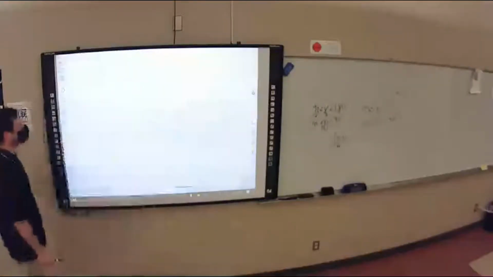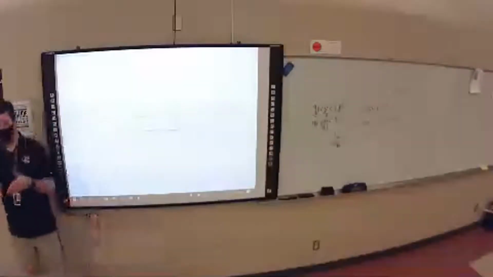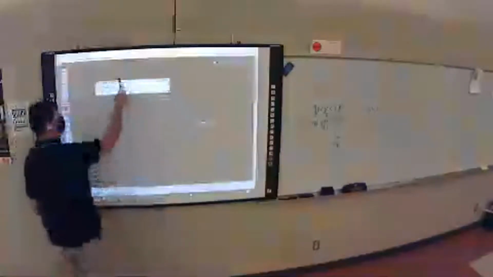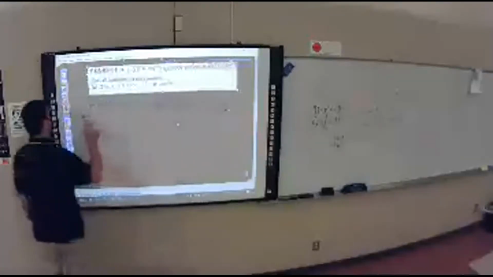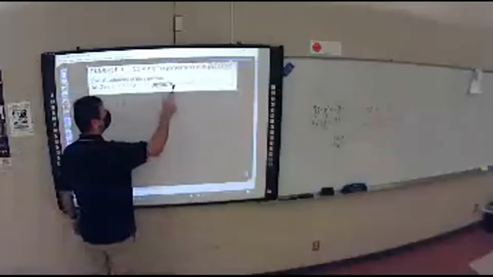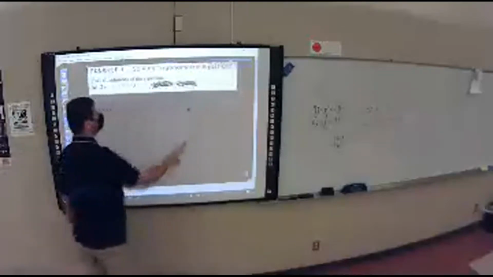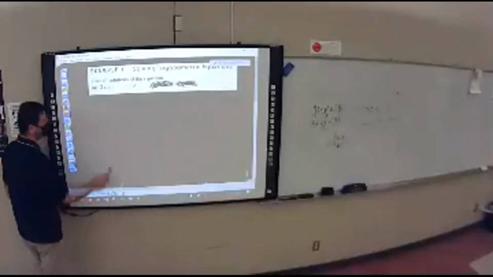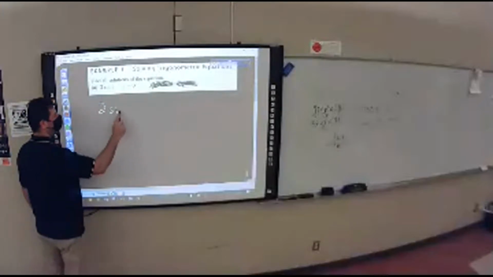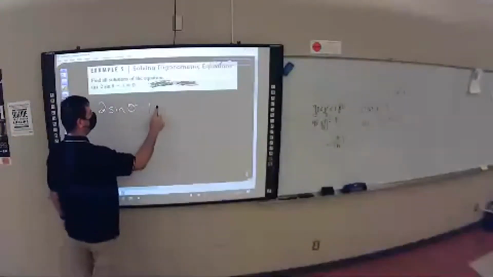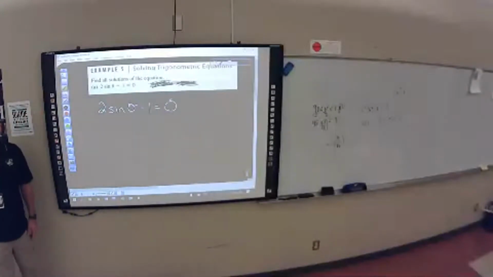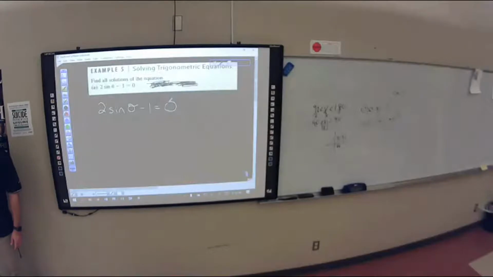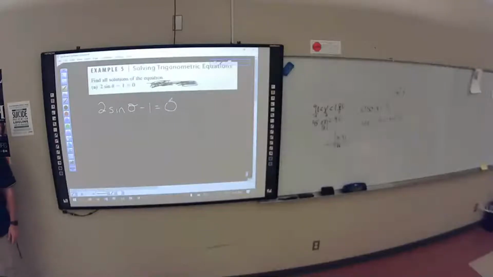All right. A little bit of work before we just solve it. So here we go with this one. 2 sine theta minus 1 equals 0. Anybody got a wild guess at what we need to do first? Add 1 and then divide by 2. And now we have sine theta equals 1/2. Kind of see how it works.